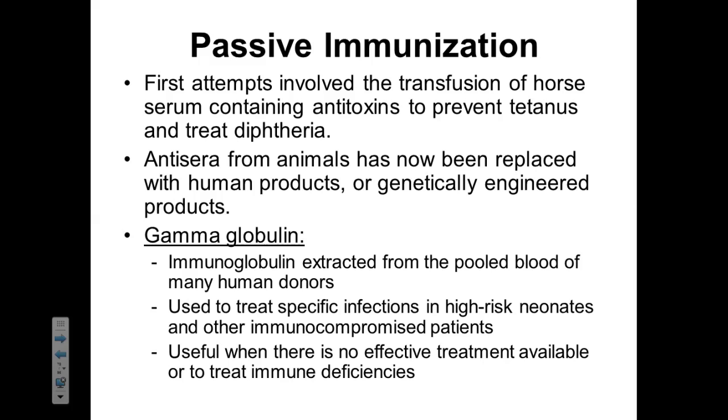Gamma globulin is an immunoglobulin that's been extracted from pooled blood of many human donors. This gamma globulin can be used to treat very specific infections for high-risk neonates, or in other words, newborn children, or other immunocompromised patients. We use gamma globulin when there's no effective treatment for somebody who has an immunodeficiency. So anybody who's immunocompromised or hasn't had time to develop active immunity can be injected with a pooled resource of immunoglobulins from many different patients, known as gamma globulins.